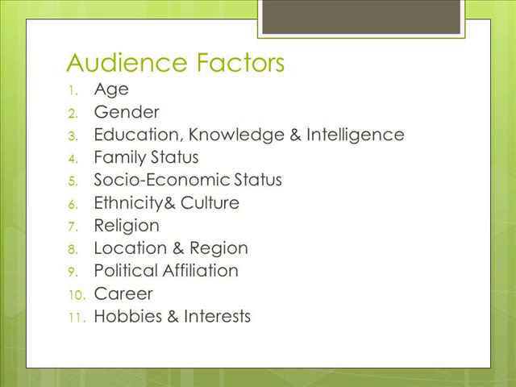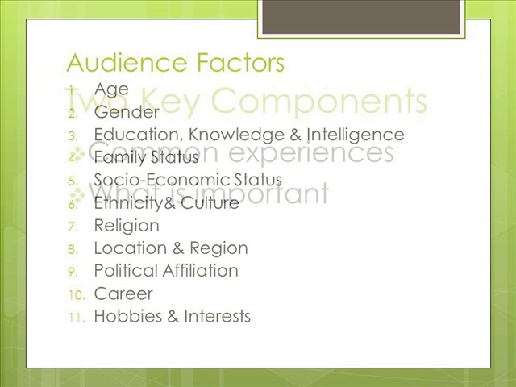I told you that my class normally comes up with 11 of them, and here they are: age, gender, education, knowledge, and intelligence, family status, socioeconomic status, ethnicity and culture, religion, location and region, political affiliation, career, and hobbies and interests. I'm wondering how many you got right, so please compare and contrast what you did for your assignment and what I have here. Next, I'm going to go through each one of the factors and discuss the importance of them and how they can be used.